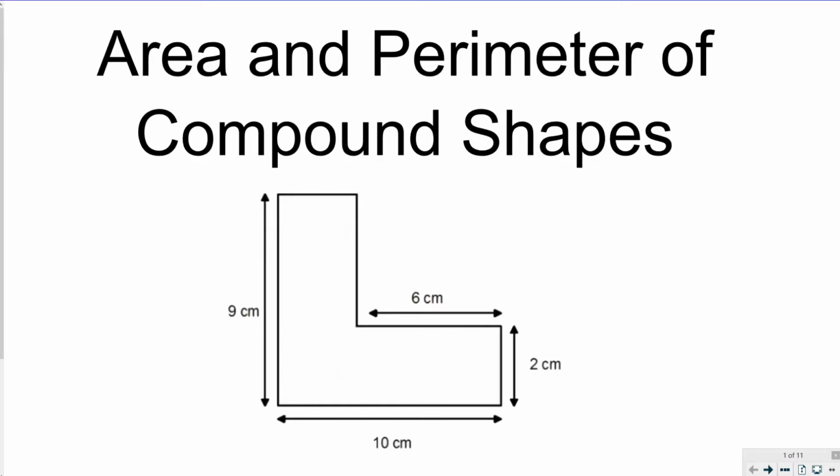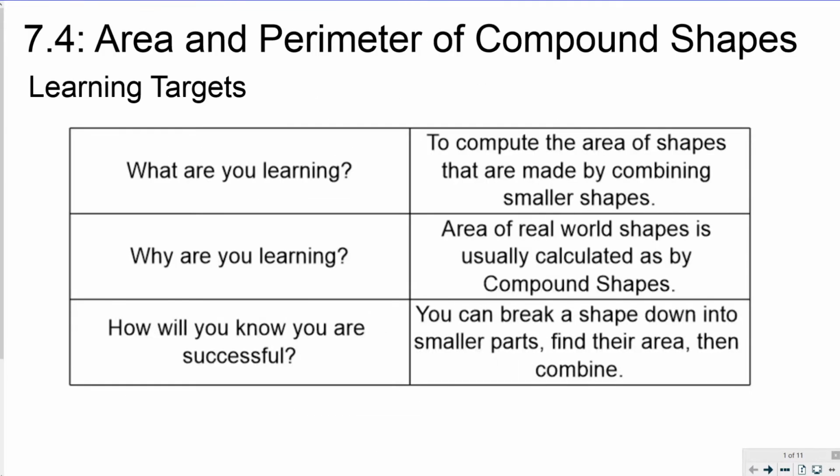Hi guys, and welcome to the video on area and perimeter of compound shapes. So, we're going to be learning to compute the area of shapes that are made by combining smaller ones. This is because area of real-world shapes is usually calculated by using the compound shape idea, and you'll know you're successful when you can break a shape down into smaller parts, find their area, and then combine.